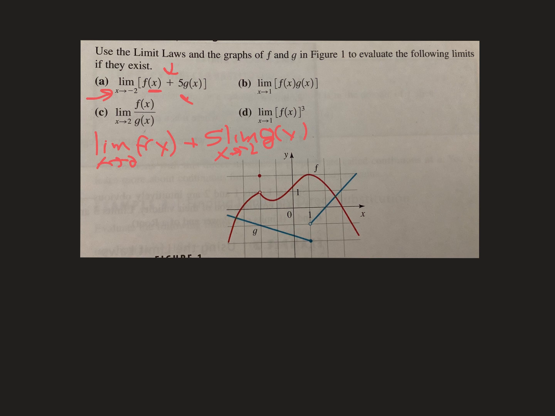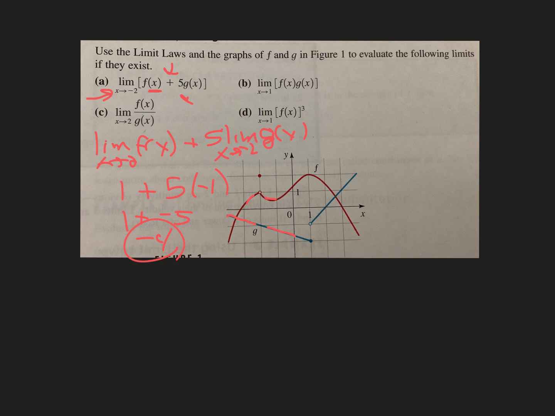So look at function f. As x approaches -2 from both sides, look what it's getting. It's getting closer and closer to 1. So that's 1. Plus 5 times, look what function g is as x approaches -2. Function g is getting closer from this side and this side to -1. So I would do 1 plus 5 times -1, which is -4. And that's the answer to A. I did each limit, looked at the graph, got the limit, and then just added them together.